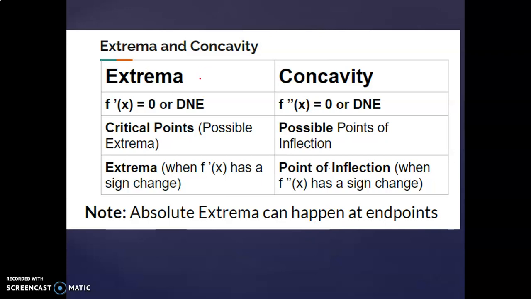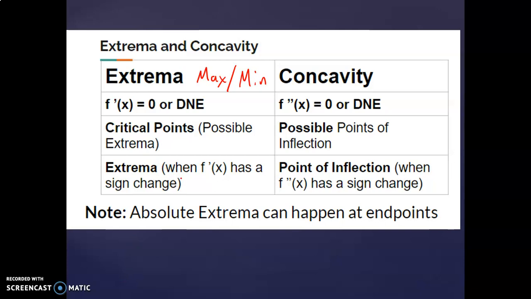When we talk about extrema, we're talking about maxes and mins. The first derivative is going to help you find maxes and mins. So the first derivative will either be equal to 0 or it won't exist. If that's true, you have a critical point. That's a possible extrema. You have to look to make sure that the sign has changed.